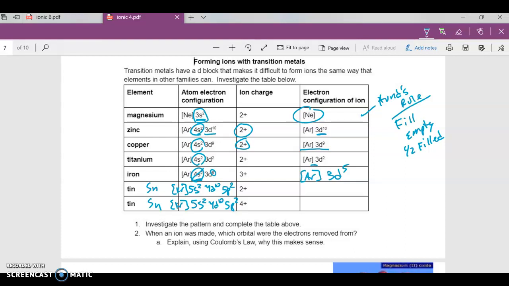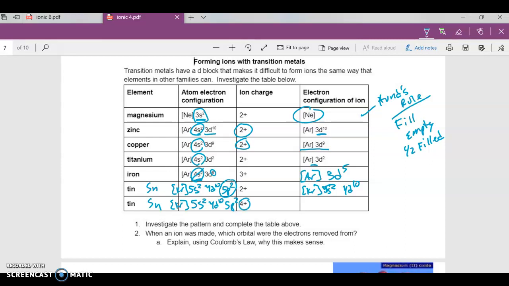I'm going to become a 2+. The best way to do that would be to, well, I guess I'll remove this one. That's the best way to go. Krypton, 5s2, 4d10. In that way, I've got a full d here, and I've emptied out my p's. That's a pretty good deal.